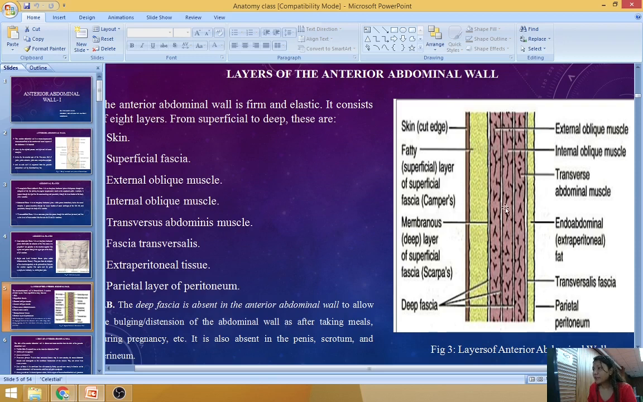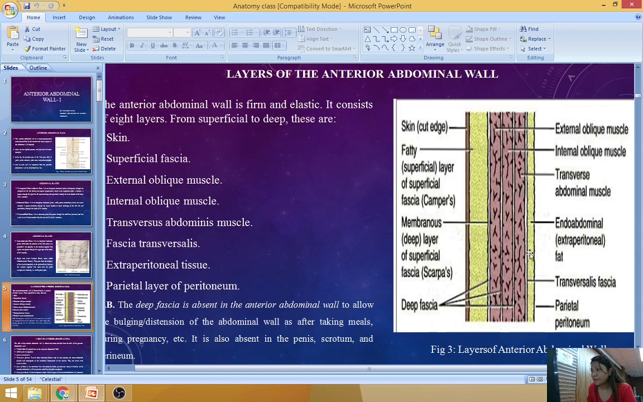Then we don't have deep fascia. This is wrong in the diagram. We don't have deep fascia in the anterior abdominal wall. We have the muscle layer. From outside to inward, we have external oblique, internal oblique, transverse abdominal muscle or transversus abdominis. Then the fascia covering the transversus abdominis is the fascia transversalis.